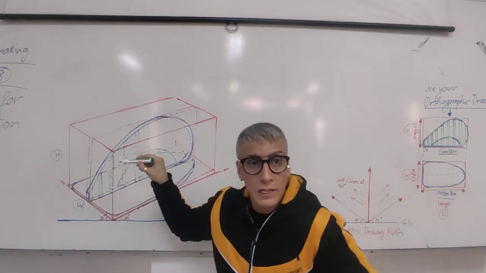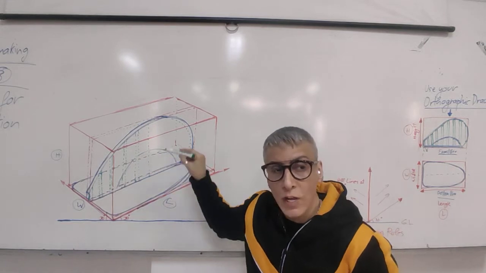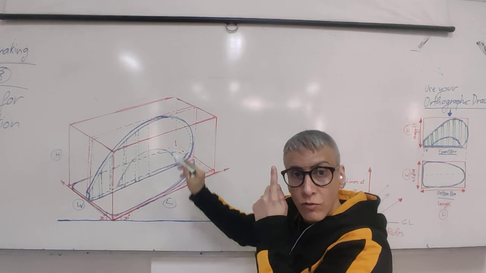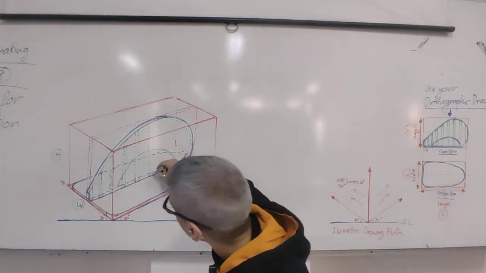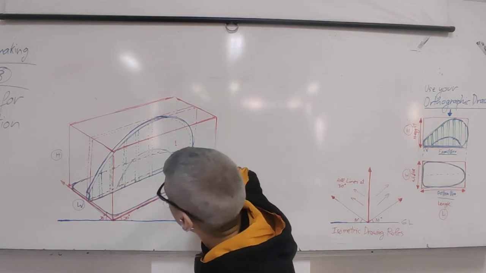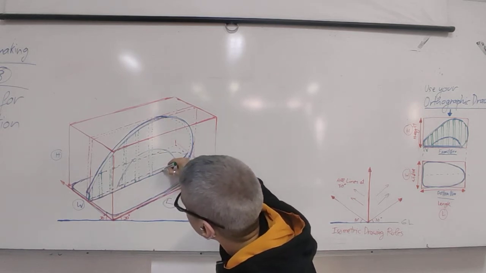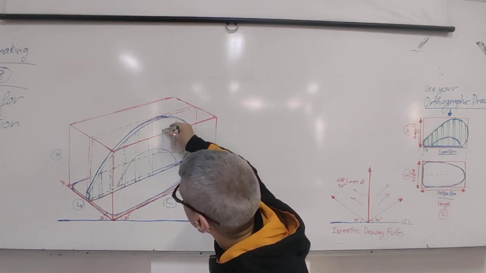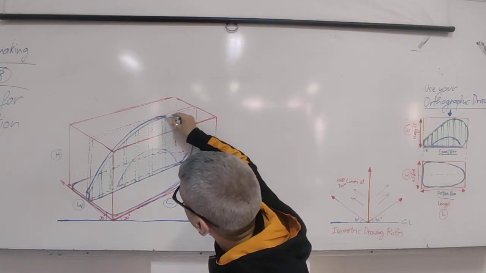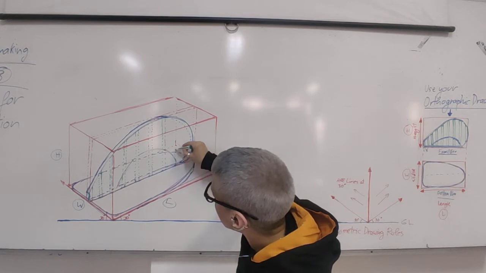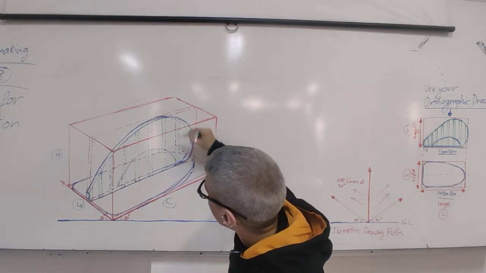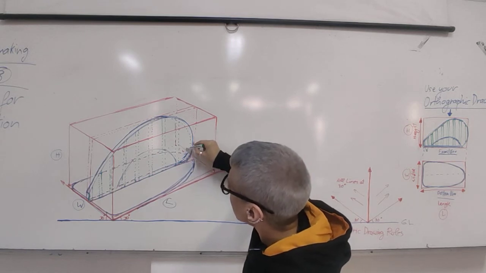Please do it with dotted lines, the way I do, because you will have a lot of lines in the drawing. Dotted lines just to indicate start and finish points, okay? Another 5 millimeter space, and another 5 millimeter, and another 5.